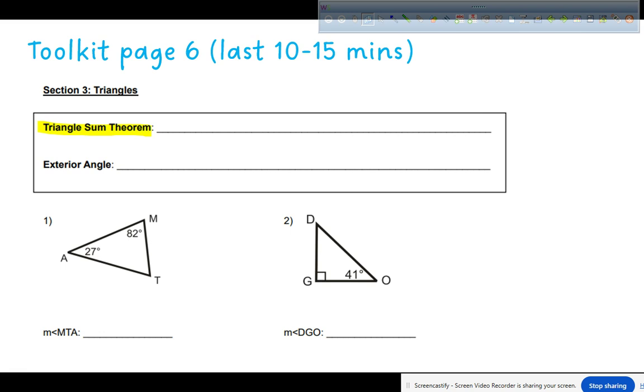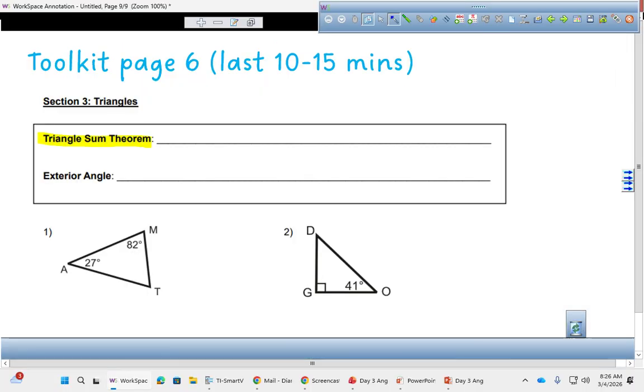Remember how at the beginning of the day I said you're either going to add them up, set them equal to 180, add them up, set them equal to 90, or set them equal to each other. That rule still applies here, except instead of a linear pair, which is 2 angles that add up to 180, in a triangle it's 3 angles because there are 3 angles inside. So the rule for the triangle sum theorem is that angle 1 plus angle 2 plus angle 3, the 3 angles inside of a triangle, equal 180.